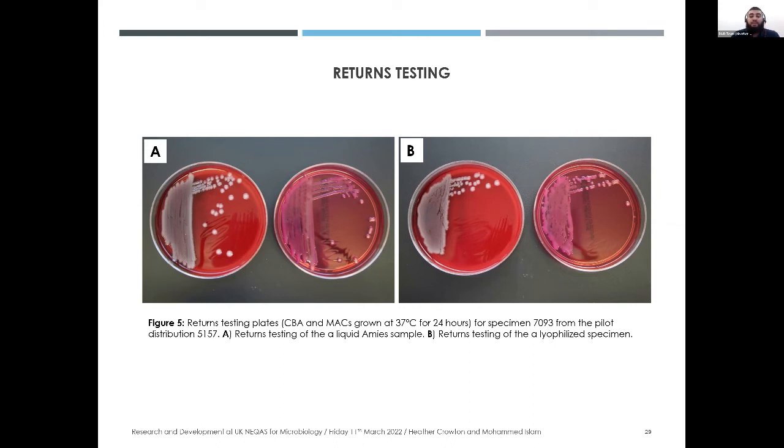Image A is the returns testing plate for the stimulated rectal swab sample, and B is the plate for the lyophilized sample. We can see the yield of organism growth is greater in the stimulated rectal swab sample compared to the lyophilized sample. This provides further evidence that not only does the stimulated rectal swab sample produce comparable results to the lyophilized sample, the sample yield is also greater, meaning greater sample viability in the swab medium.